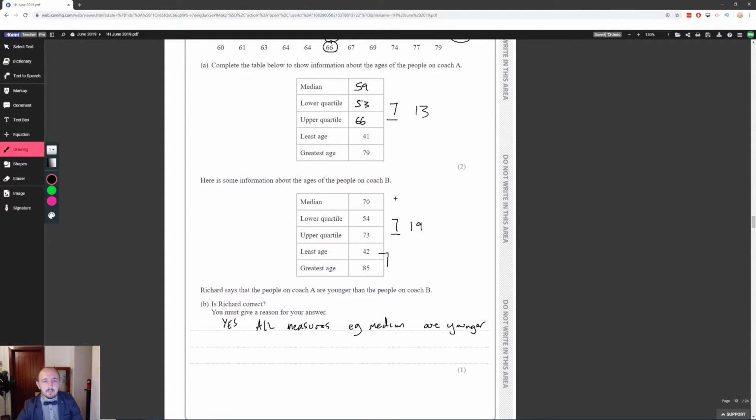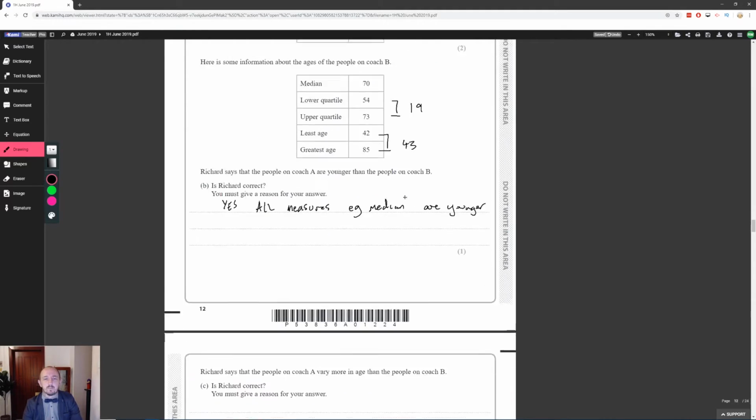Let's have a look. Least age and greatest age. So that's a difference of 43, and these differ by 38. So yeah, I would say that the spread of data for B is more.